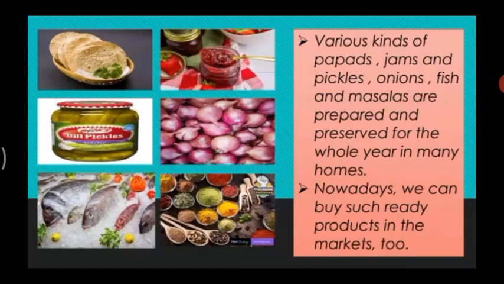Now, why does your mama or your grandma make these things in the summer season? Why? In the summer season, you get good sun so that those things get dried up properly. No water remains in that. So when you make papads, you have to dry them in the sun. When you make masala, you have to dry the chilies in the sun. So they make these mostly in the summer season. Okay, let's move to the next.